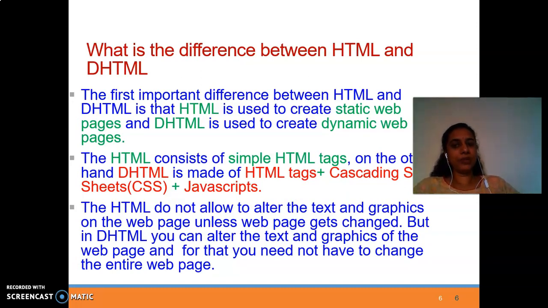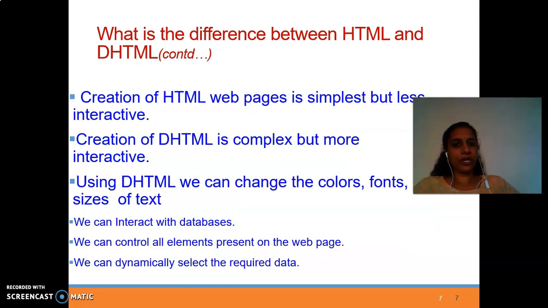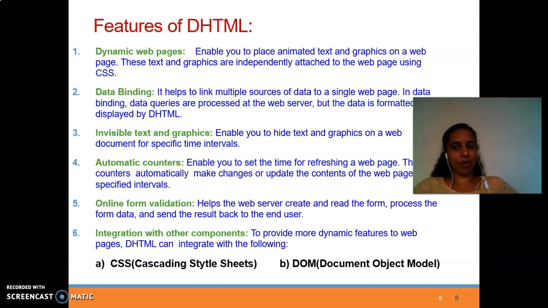DHTML is a combination of HTML tags plus CSS plus JavaScript also. So you can create these HTMLs in a simple form. The dynamic web pages will allow data binding and automatic counters. That means your web pages can also be done through DHTML. You can validate the elements of the form, and you can integrate with other components of the form, and there are CSS and DOM. DOM means document object model.